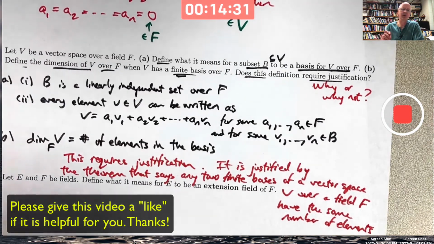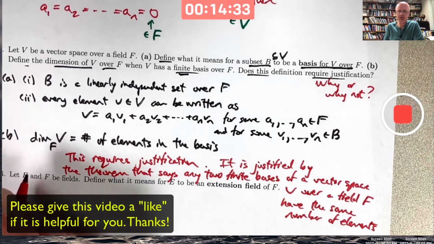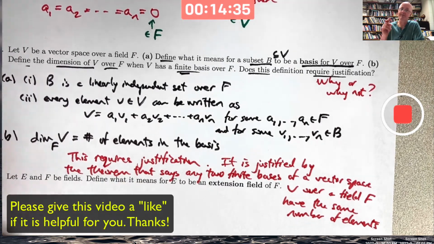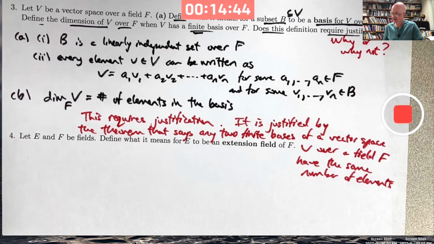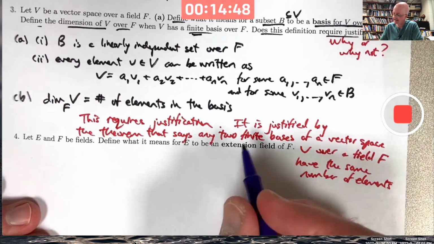Are there situations where there are infinite bases or a dimension of a vector space is infinite? Yeah. Okay, we'll talk about that in a bit. Number 4. Let E and F be fields. Define what it means for E to be an extension field of F.